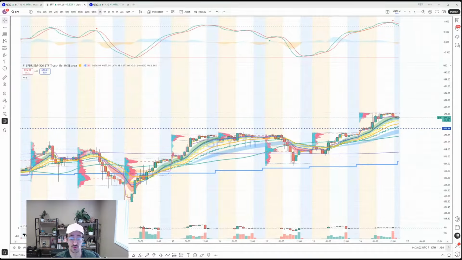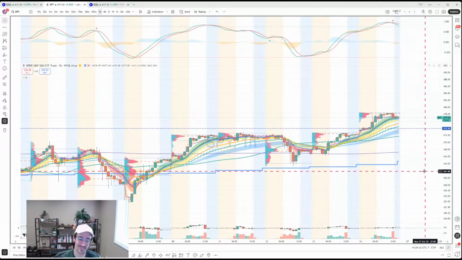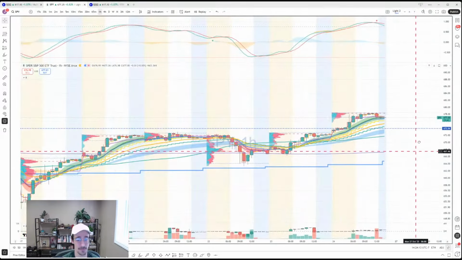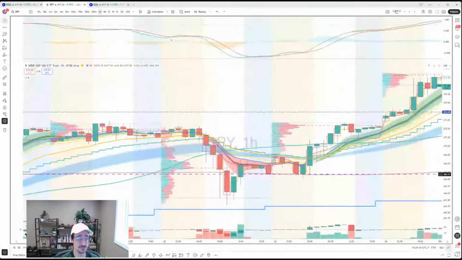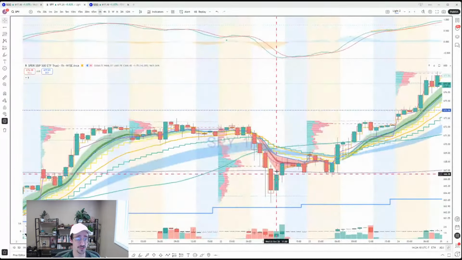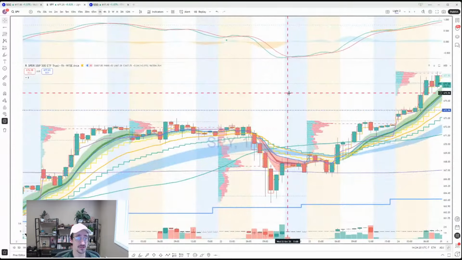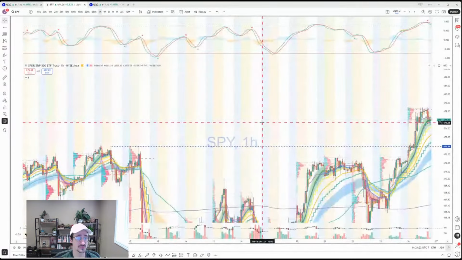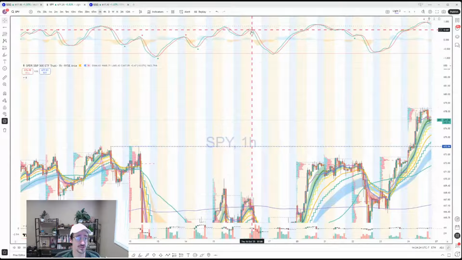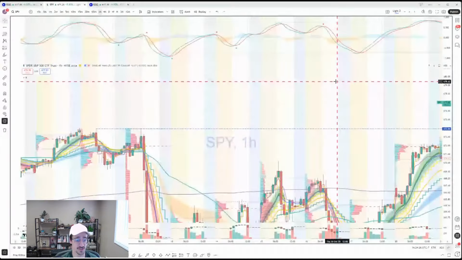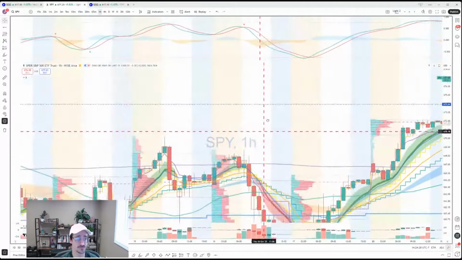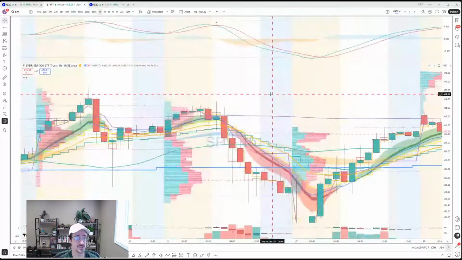Going back to our example here. Let's jump into it. This is a good day to start. Actually, this one was super clear. We got the crossover right out of open. So this is the 16th.